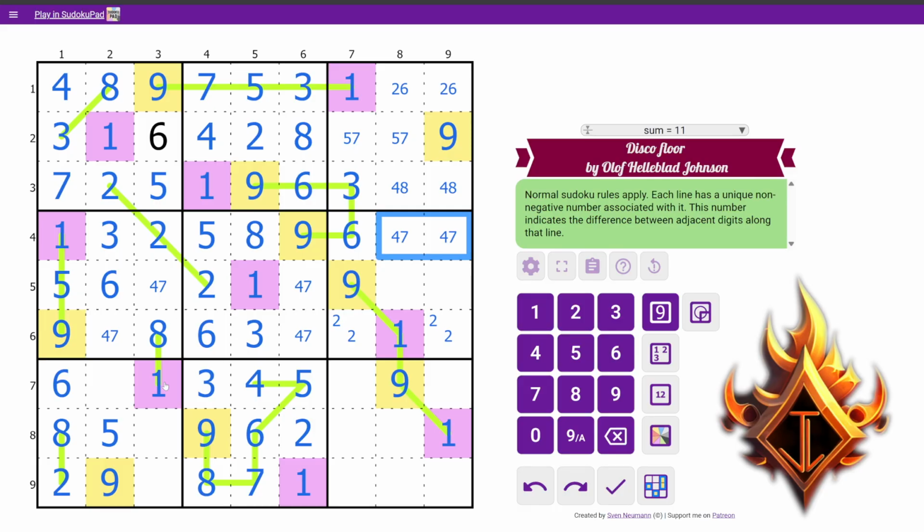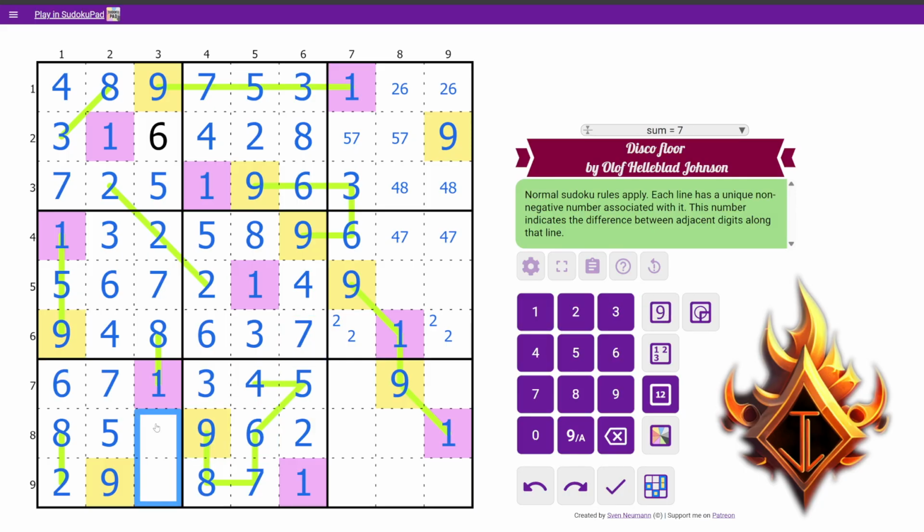And this one cannot be 7. What else is in this column? A 3. 3, 4, 7. This one is 4, 7. Can't be a 4. And now this was 3, 4.